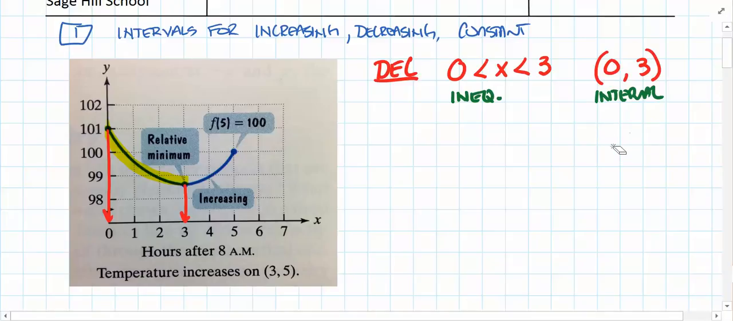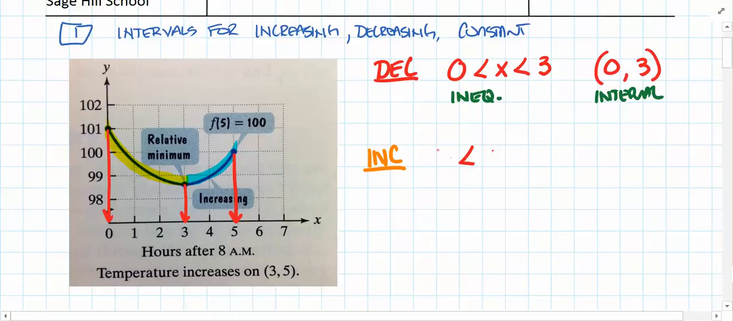Let's talk about where the graph could be increasing. Where's the graph increasing? Well, I do the same thing. I look at my graph and I say, okay, this is the highlighted portion for where the graph is increasing. So how do I describe it? I look down on my x-axis and I say between which 2 x values? 3 and 5. So in inequality notation, it would be 0 is less than, oh, not 0, excuse me.